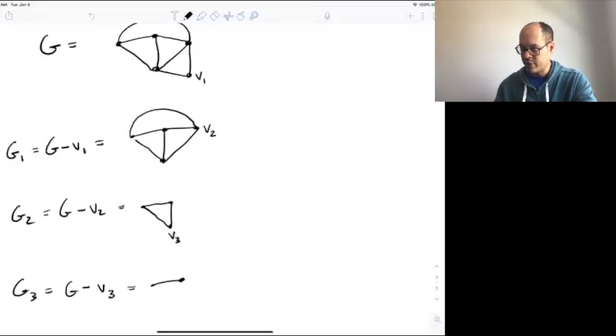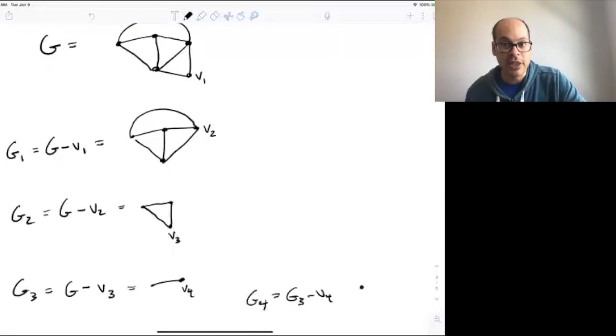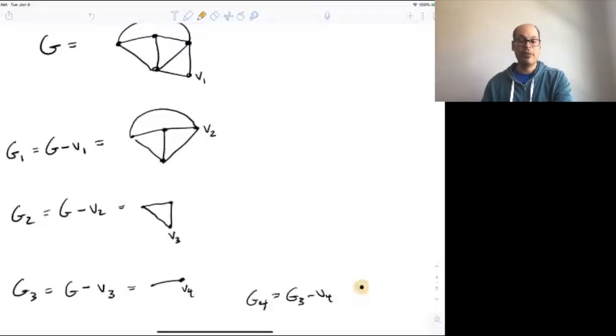And then I'm left with G4. Oh, that's G3, sorry. G3 is G minus V3, right? Then I'm left with G4. This was V4, G4 is G3 minus V4. And that's just a single vertex. And finally, we know how to color it. So we say, okay, I'll color it. And that means that in the previous graph, I knew that's the color I give it. And I say, okay, now how was I supposed to have colored G3?